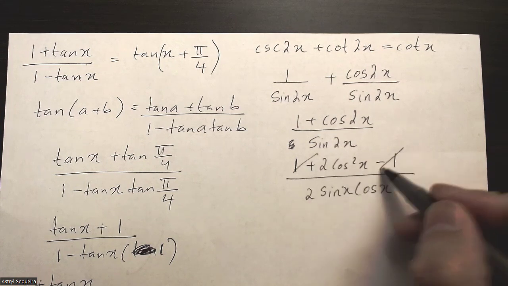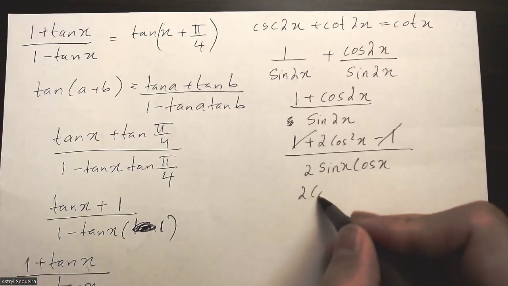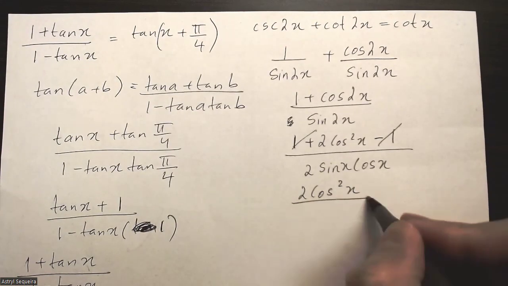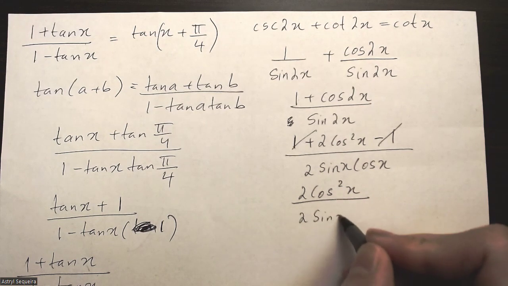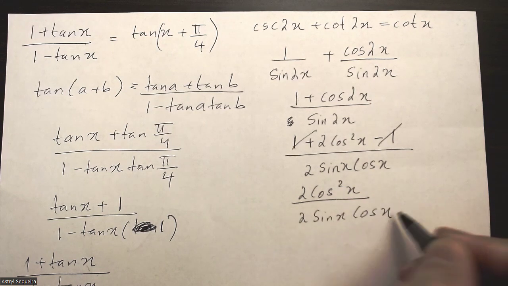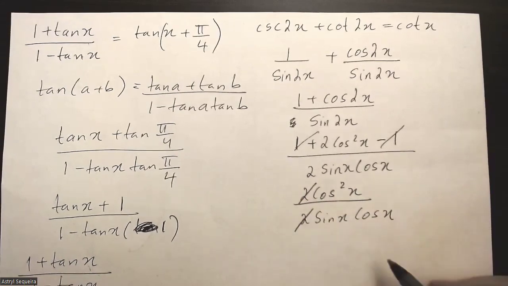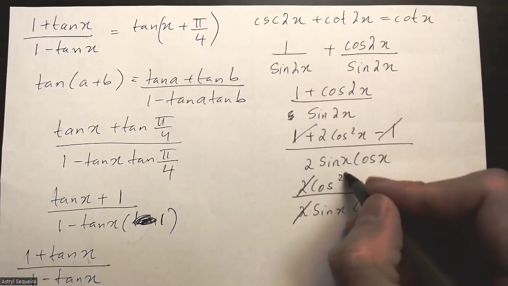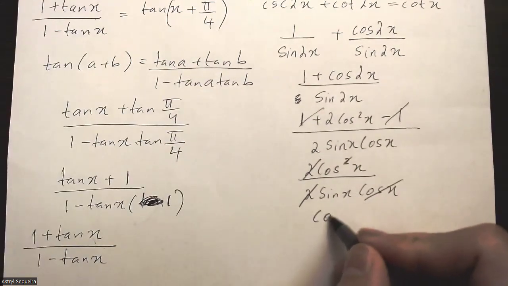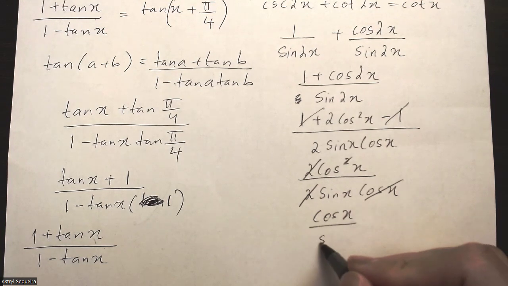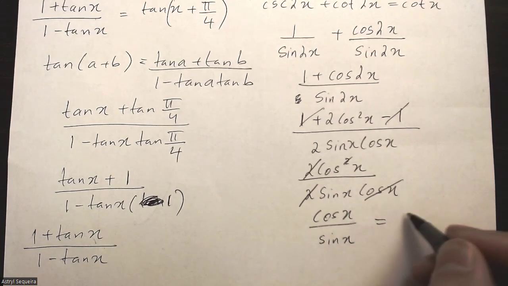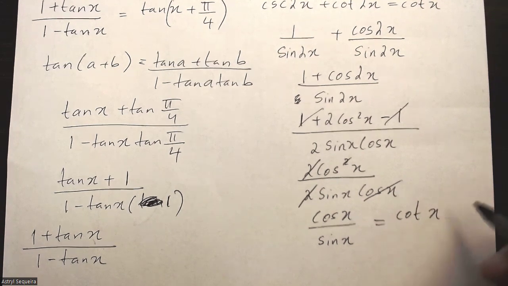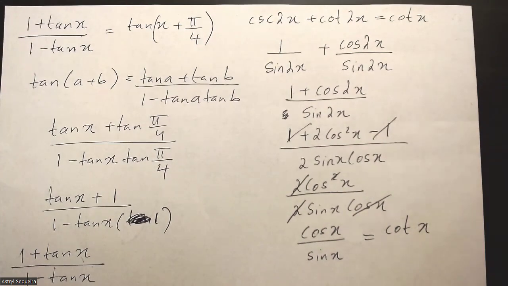Next step, this one and this one cancel. So we're just left with 2 cos square x divided by 2 sine x cos x. These 2's will cancel. Cos x will cancel with the square. I'm just left with cos x over sine x, which is basically cot x, which matches the other side.